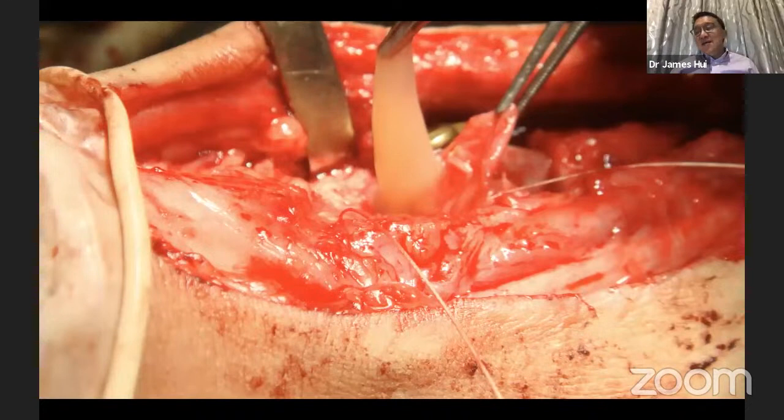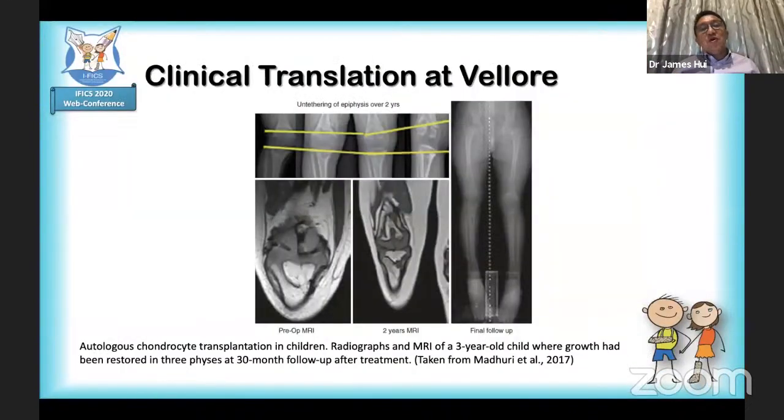But sadly, in really trying all this so-called future, there are very few publications, and one of which actually is attributed to Vrisha Madhuri from Vellore, and she used it for autologous chondrocyte implantation to show the patient had good ACI results in the long term.